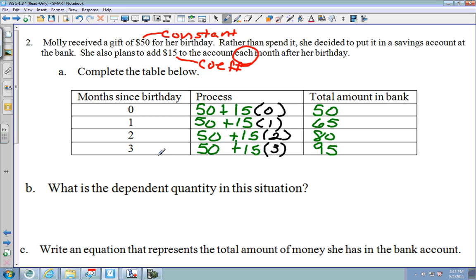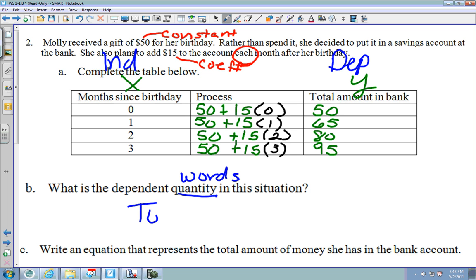Okay, now I know that this is going to be my X, this is going to be my Y. To figure out independent and dependent, though, remember, you have cause and effect. As the cause, as the months go on, what's the effect? The thing that happens is right here, the total amount. This is my dependent. Right here, the number of months is my independent. Right here it says, what is a dependent quantity? We need to write it in words. And this is going to be the total amount in the bank.